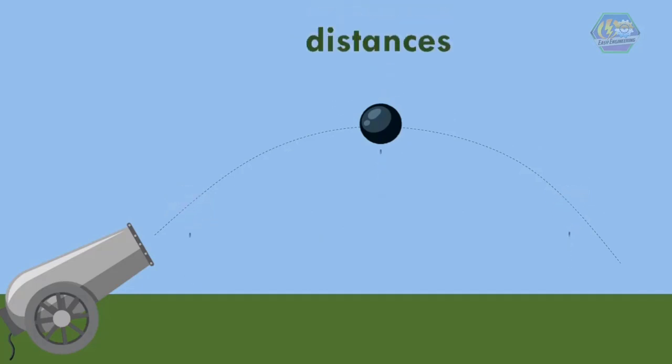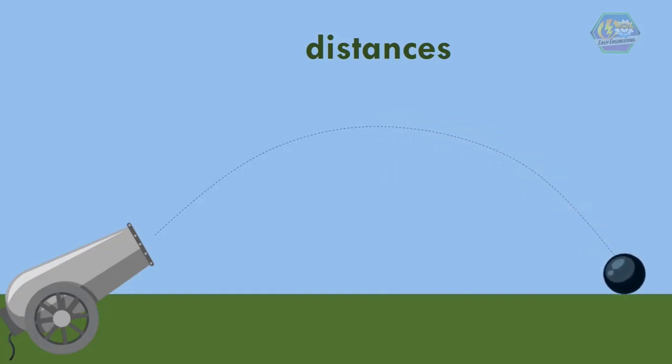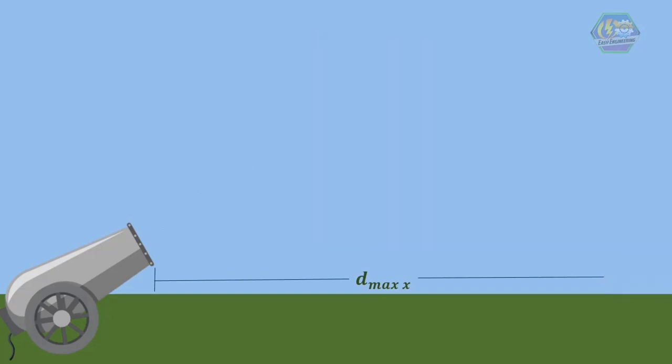Lastly, for distances, there are only two distances which we should give attention to. These are the maximum height, when the cannonball's velocity along the y direction is 0, and the distance traveled by the cannonball during its flight. Before we end, let me leave you with this trivia.